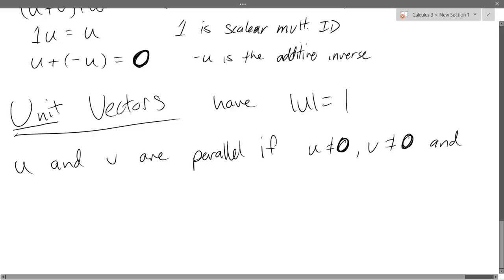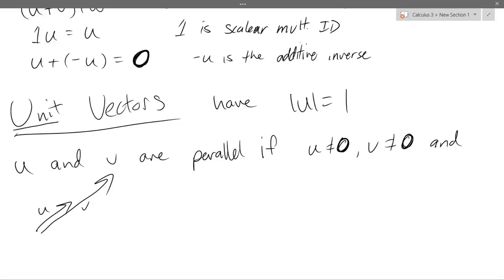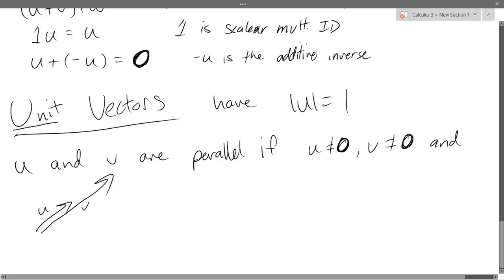So U and V are parallel if, so there's vector U, and there's vector V. Maybe one's longer, one's shorter. They could be the same length. It's a little silly to talk about parallel if the vector has length zero. What direction is it pointing if it has length zero? It's not really pointing any direction, so it's silly to talk about two vectors pointing the same way if one or both of them are zero. So we'll exclude the zero vectors.